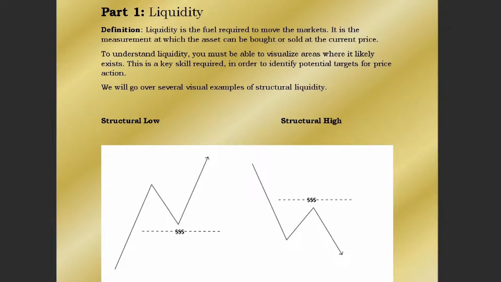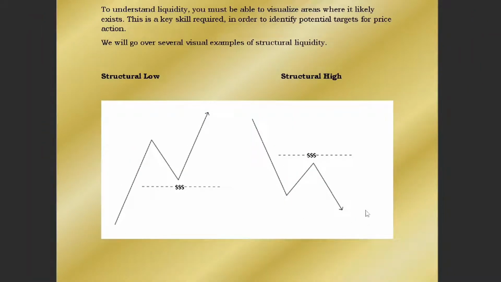So we'll go over several visual examples of structural liquidity. First example here, you see that we have a higher high and a higher low and a higher high. In this, people are going long on this pullback here. So this is an area where there's likely stop losses and limit orders to buy. So in this general area, you can expect there to be a lot of liquidity here. And vice versa, when you have a lower low, a lower high, another lower low that's forming, you can expect people to buy on this pullback. So now you'll have a general area of liquidity right above this pullback right here.